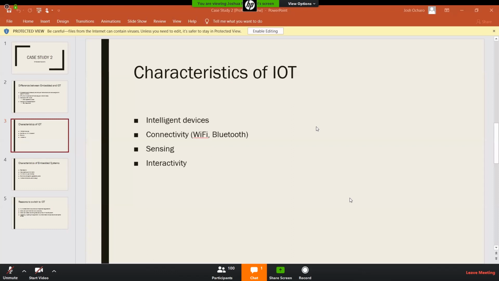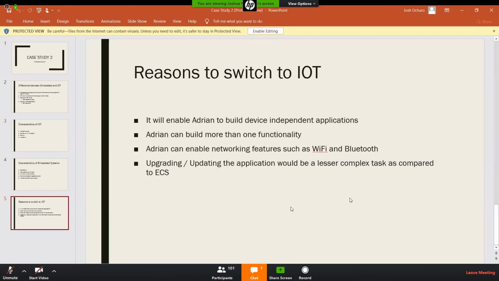Okay, I'll go through the last slide, reasons to switch to IoT. Here we check the advantages that switching to IoT will have compared to having an embedded system based on their characteristics. The first one, it will enable Adrian to build device-independent applications. Having an IoT system will give an edge over the embedded system, as IoT systems allow for independent devices, unlike embedded systems which only allow for dependent devices.